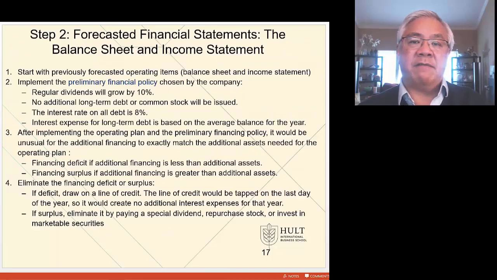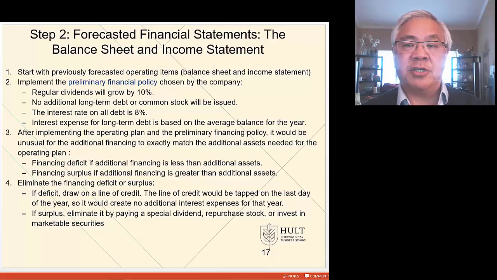All right, so now we've generated to date and get to the formal financial statements of the balance sheet and income statement. We do this because this is where we measure if and by how much we're short on cash. Give you a hint, we're short on cash.